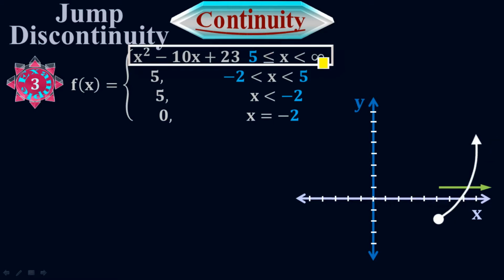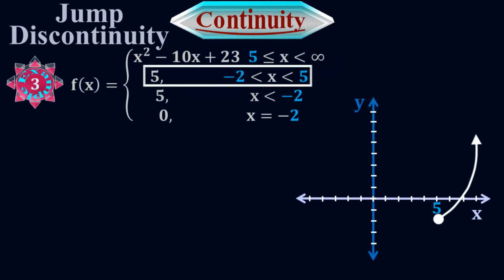But look, must be less than positive infinity. Remember, positive infinity is unlimited. It goes in unlimited space. So my function lies between positive infinity and 5. Suppose this is my function for x squared minus 10x plus 23. Here is the first piece of the graph for the first piece of the piecewise function from 5, and then extends greater than 5 on the right side.